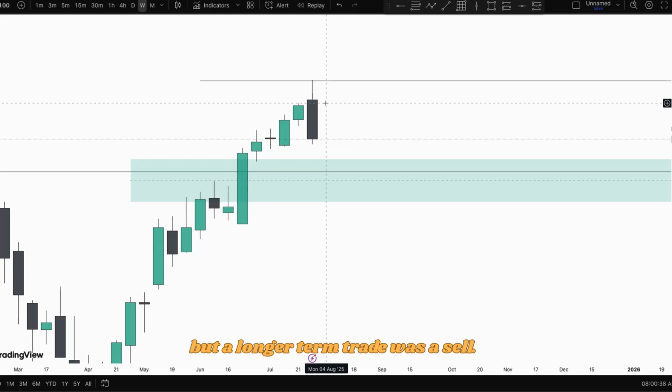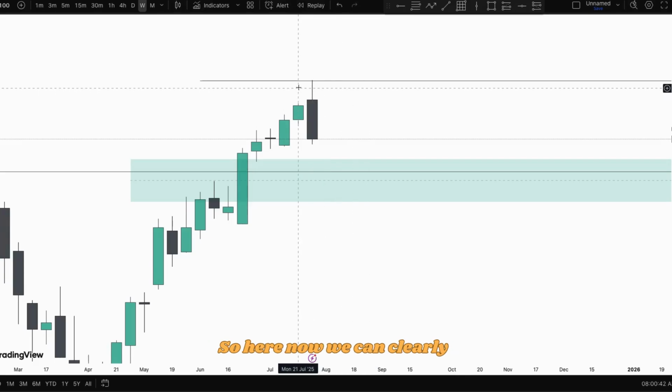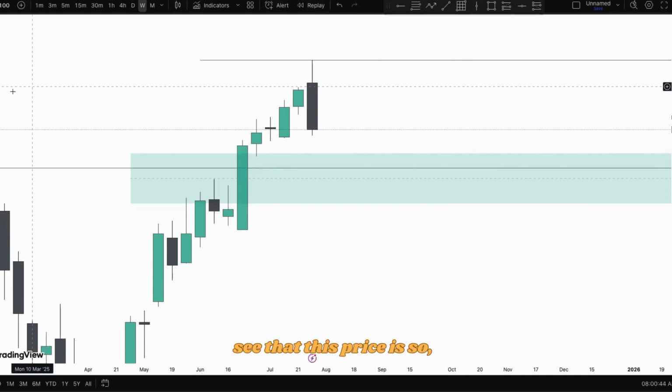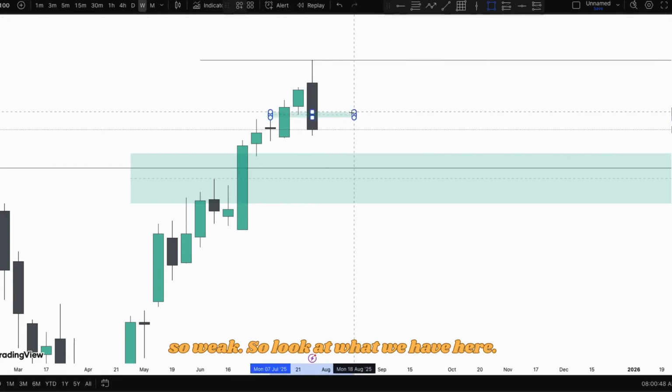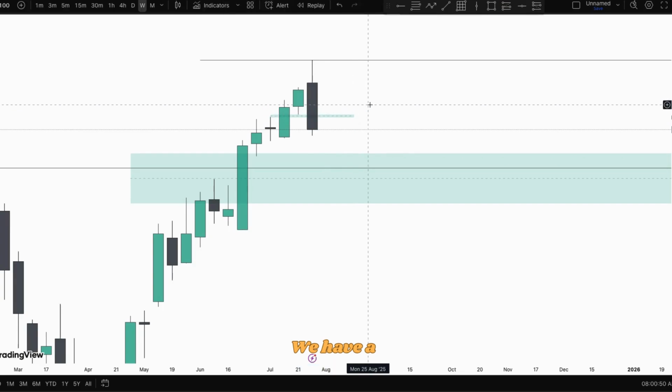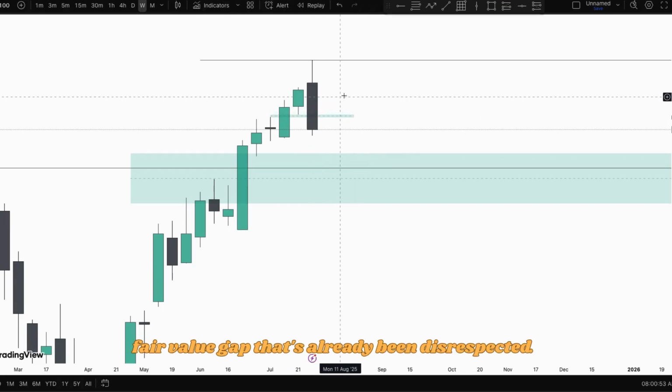But a longer term trade was a sell. I took 2 massive sell on NASDAQ. So here now we can clearly see that this price is so weak. So look at what we have here. We have a fair value gap that's already been disrespected.